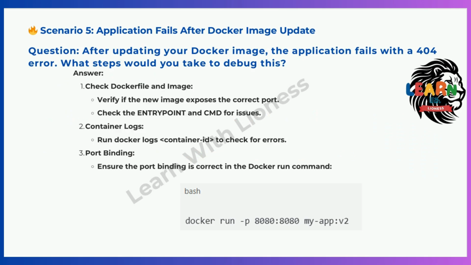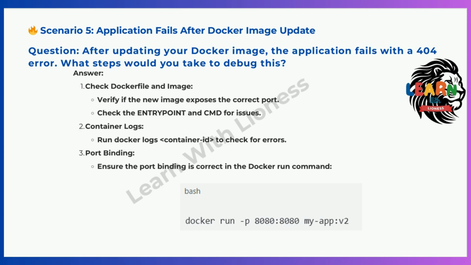Scenario 5. Application fails after Docker image update. Question. After updating your Docker image, the application fails with a 404 error. What steps would you take to debug this? Answer. 1. Check Dockerfile and image. A. Verify if the new image exposes the correct port. B. Check the entry point and CMD for issues.